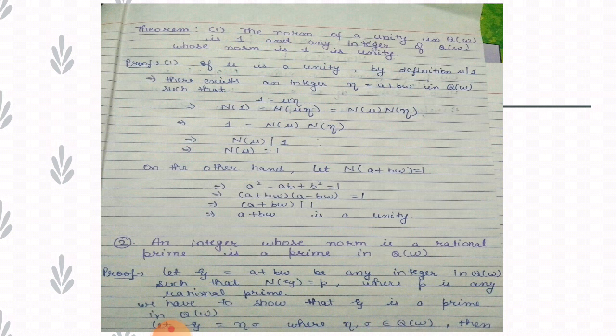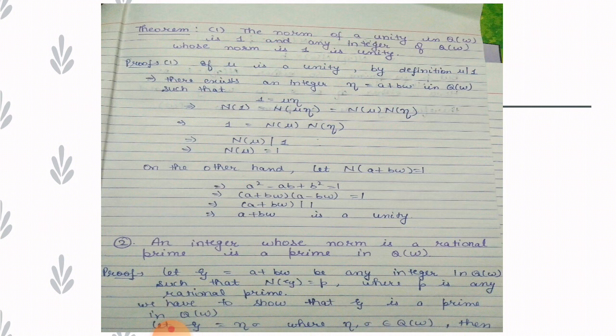Then from note number 3 in the previous slides, we have that norm of alpha into beta is equal to norm of alpha into norm of beta. So we use this: norm of mu eta is equal to norm of mu into norm of eta. Norm of 1 is 1, so 1 is equal to norm of mu into norm of eta, and then by the definition of divisibility, norm of mu divides 1, so norm of mu is equal to 1.